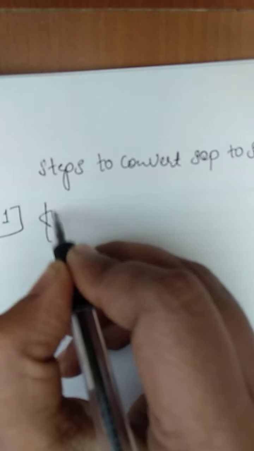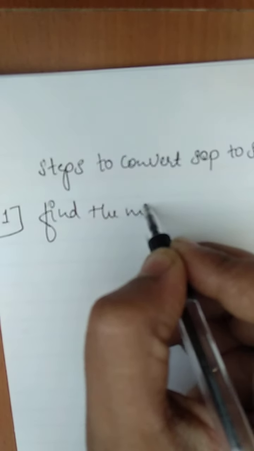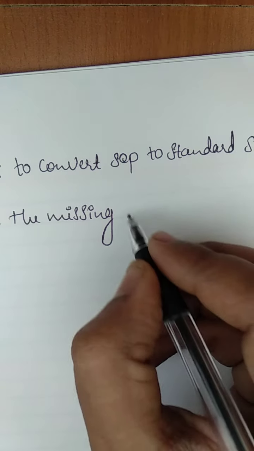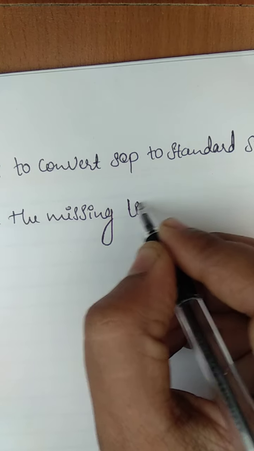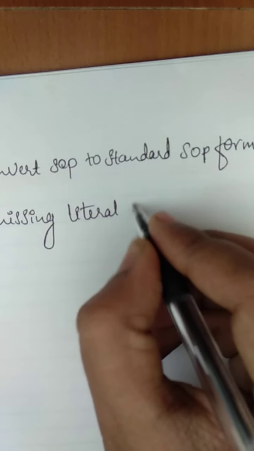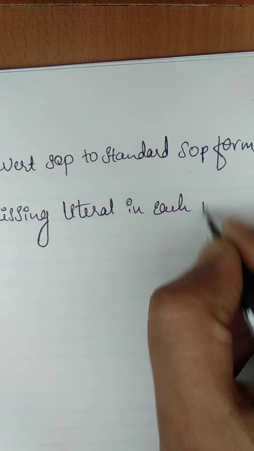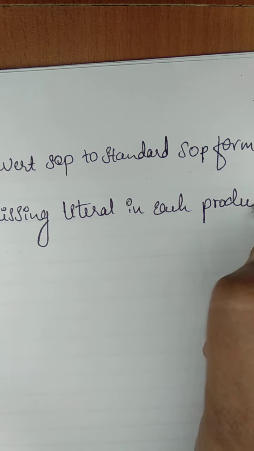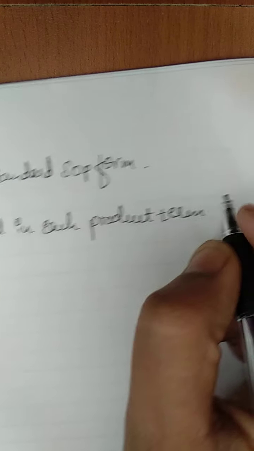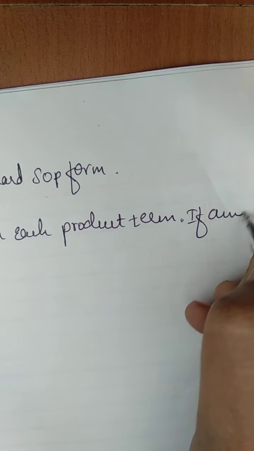So the first step is: find the missing literal in each product term. If it is required, you can write it.